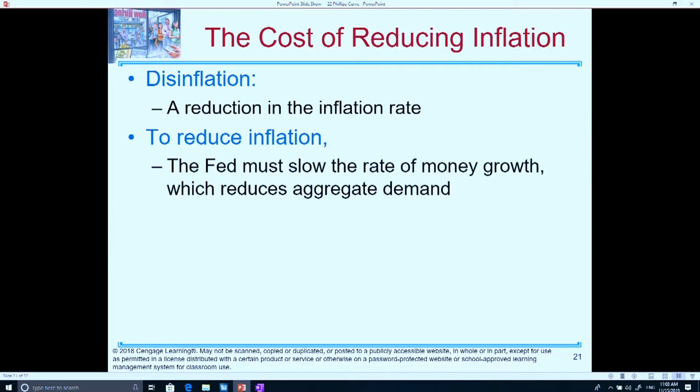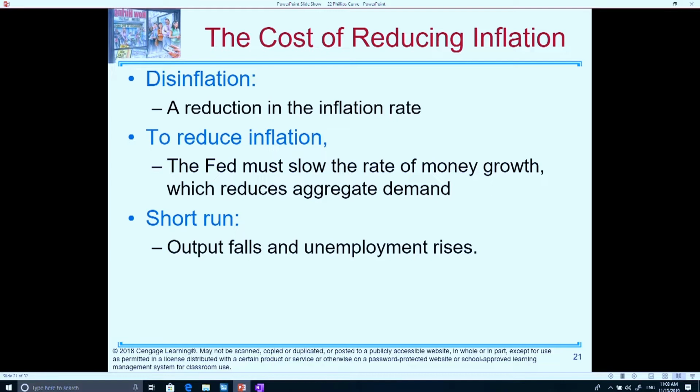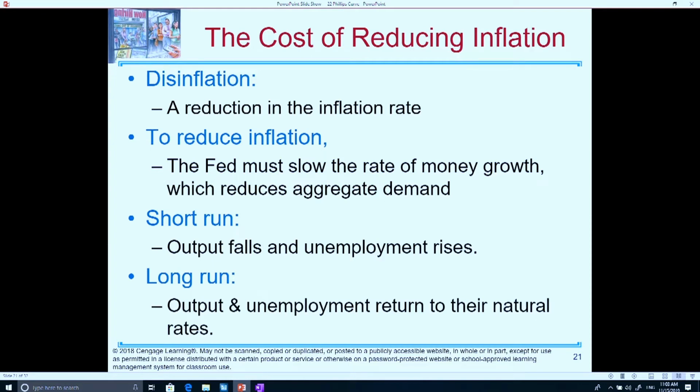To reduce inflation, the Federal Reserve must slow the rate of money growth, which will reduce aggregate demand. They're going to cause a recession. In the short run, output falls and the unemployment rate rises. We don't like that. However, in the long run, output and unemployment will return to their natural rates, and all will be well. We will have more stable prices in the long run.